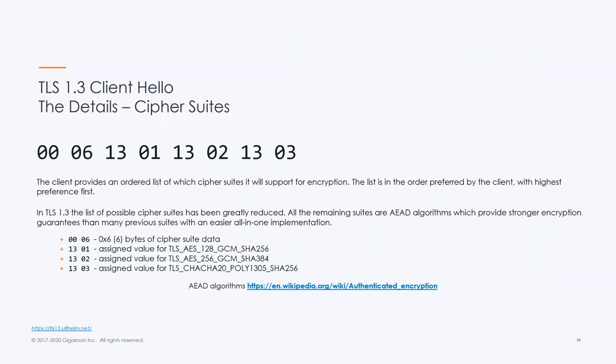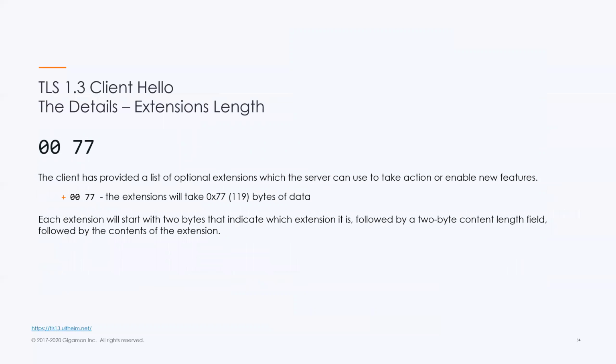For example, in this case, 0006 hex, 6 bytes of cipher suite data is coming, and then it's 1301. 1301 has already been assigned a value for AES 128 GCM SHA-256. 1302, 1303, these are assigned values, and you can read up on those on Wikipedia.